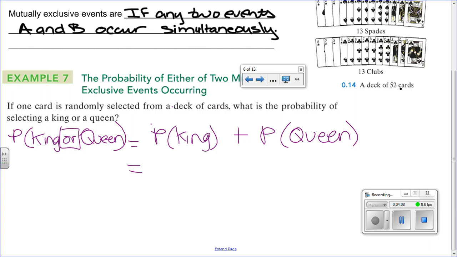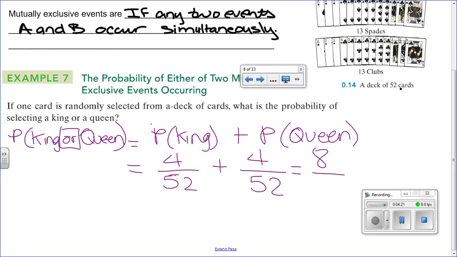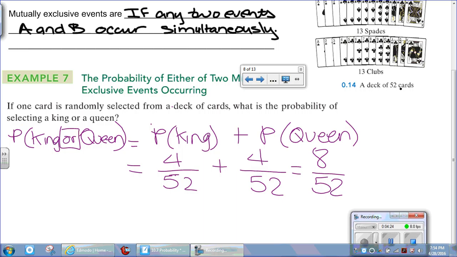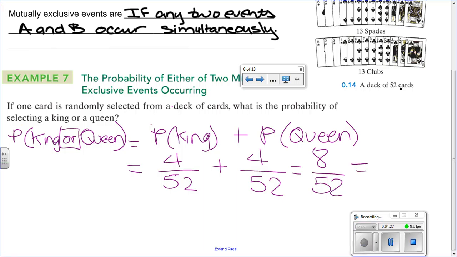They have nothing to do with each other. So the probability of getting a king will be, how many kings are there? We have 4 suits, so that will be 4 out of 52. How many queens are there? That will also be 4, one of each suit, out of 52. And so here we will have 8 divided by 52. And of course, we could simplify it, and that will be 4 out of 26. And we could divide by 2 again, so that will be 2 divided by 13. Okay, so let's move on.